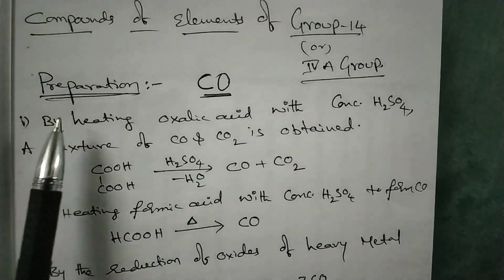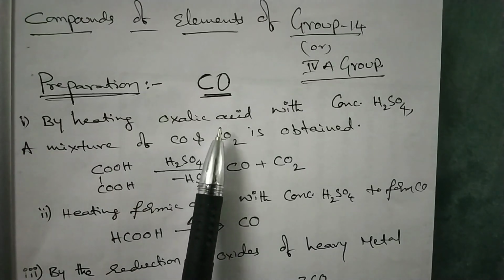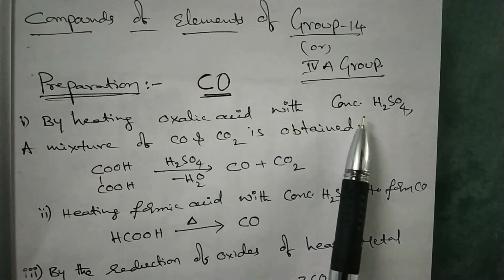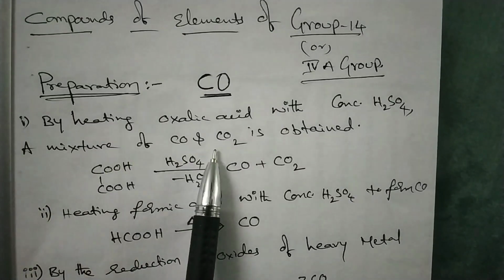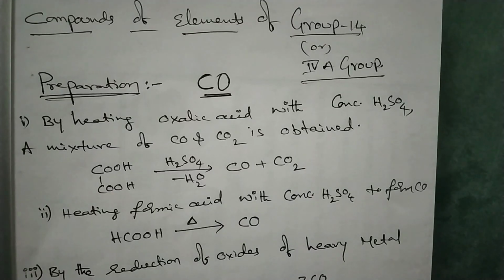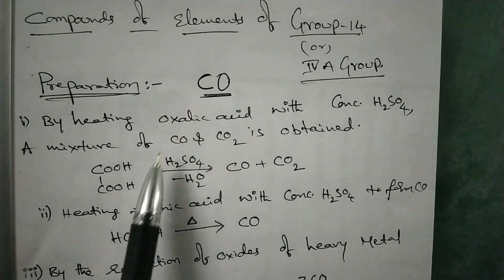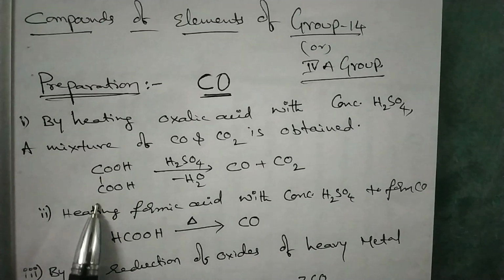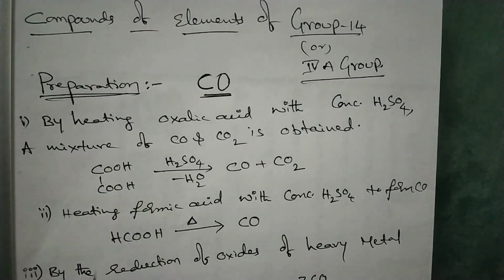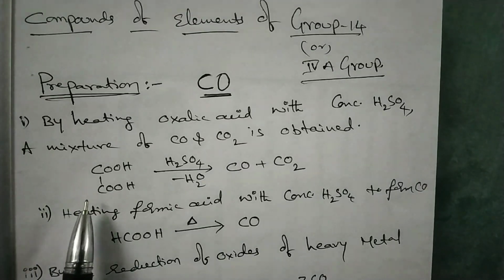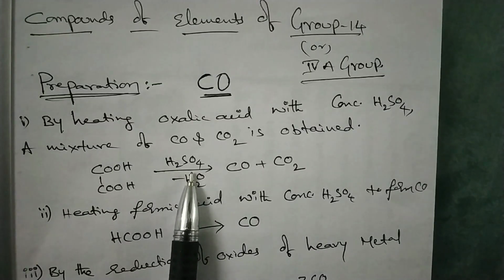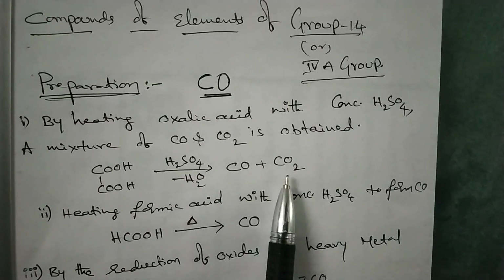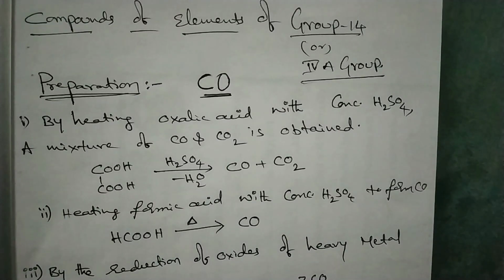Here, by heating oxalic acid with concentrated sulfuric acid, a mixture of carbon monoxide and carbon dioxide is obtained. The oxalic acid formula is H2C2O4, or you can write it as (COOH)2. When it reacts with sulfuric acid, carbon monoxide and carbon dioxide gases are formed.